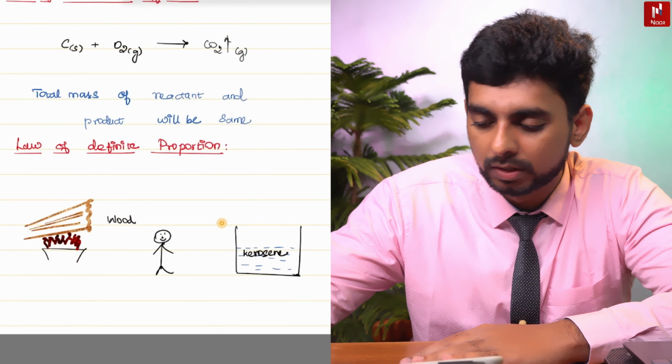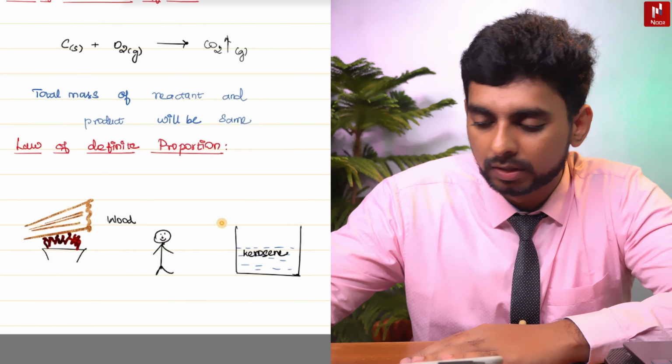Then we have got the law of definite proportion. So, law of definite proportion. The name itself clearly suggests that something has to be constant. Whatever the reaction that you do, if you get the same product, then the composition will be same. It doesn't depend on the nature of the reaction that I've chosen.